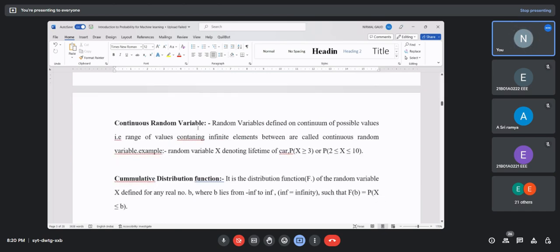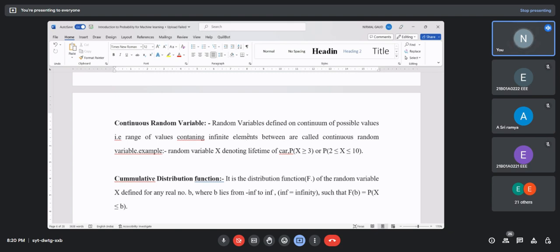Continuous random variable means I am available with a random variable defined over continuous possible outcomes or values. For example, between 0 to 5, I am available with 0.5, 1.1, 2.7, 3.6, 4.8. These are continuous values.